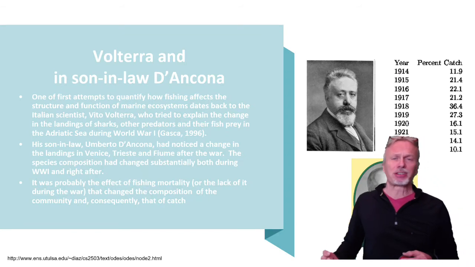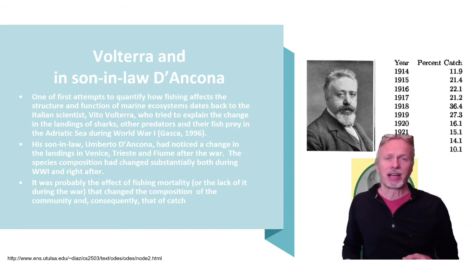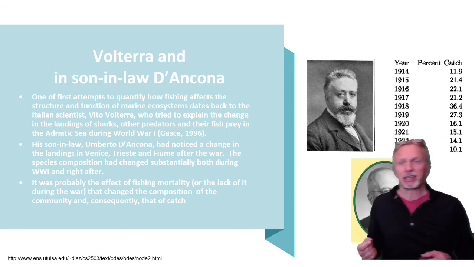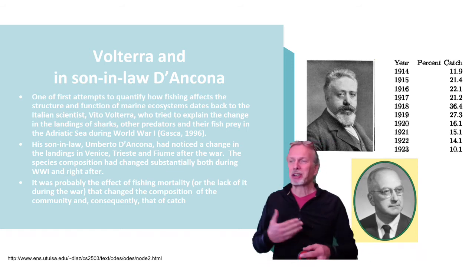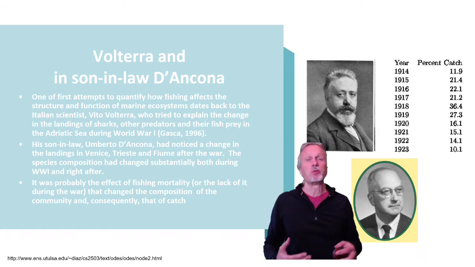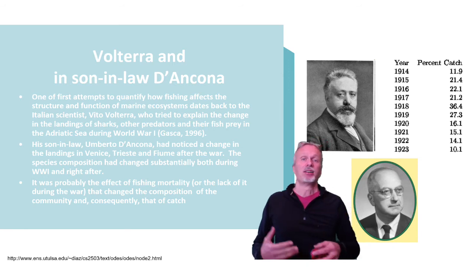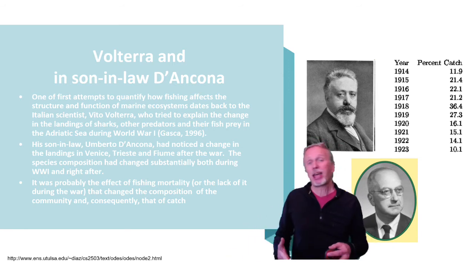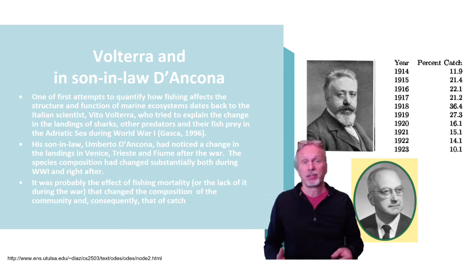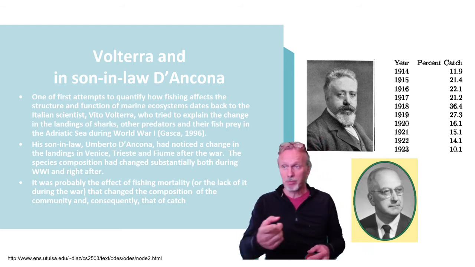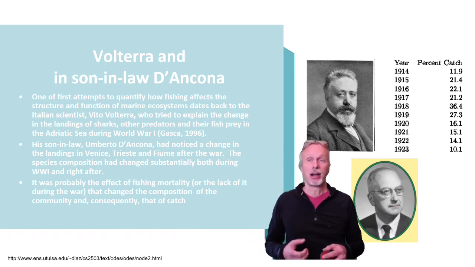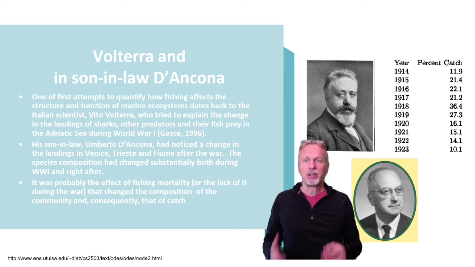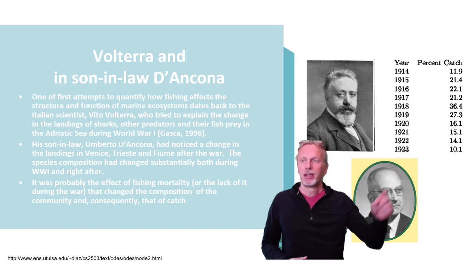In terms of observation, a very interesting story worth keeping in mind is the conversation that Vito Volterra, who was already a very famous mathematician in Italy, had with his son-in-law, the zoologist Umberto d'Ancona, who's represented in the lower picture there. Umberto d'Ancona noticed a change in the landings in Venice, in Trieste, and in Fiume during the Great War.